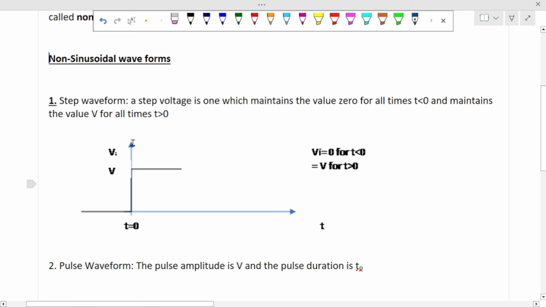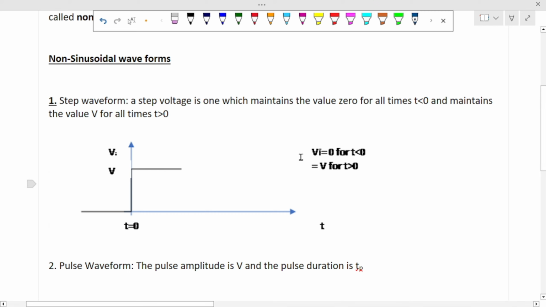So this is for v, voltage, and this is for time. When time is less than 0, what will be the value of vi? Vi will be 0 for time less than 0, because you see that this side is 0. But once we get to greater than 0, we'll have values. Maybe this can be 10 volts, 5 volts, 1 volt, whichever, but something which is v. We'll have v once we have t greater than 0.